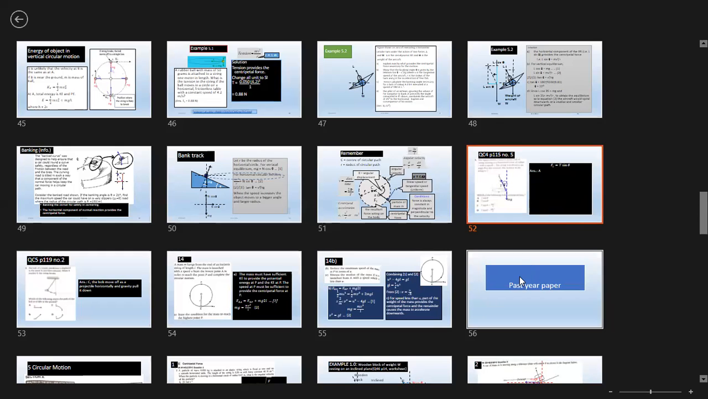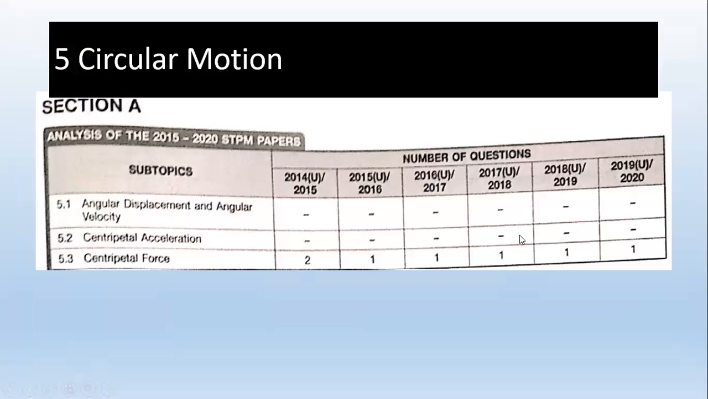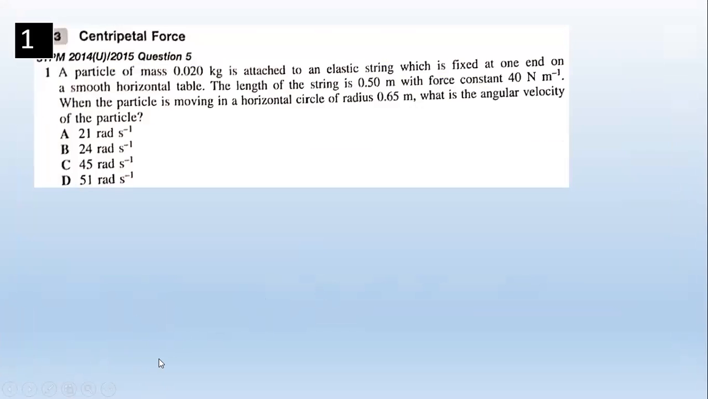I think we don't have much time, so let's go to the past year paper. You can expect 1 or 2 questions to come out. There are 11 topics, and at least 1 question will come out, sometimes 2. Okay, what's the answer for this one?